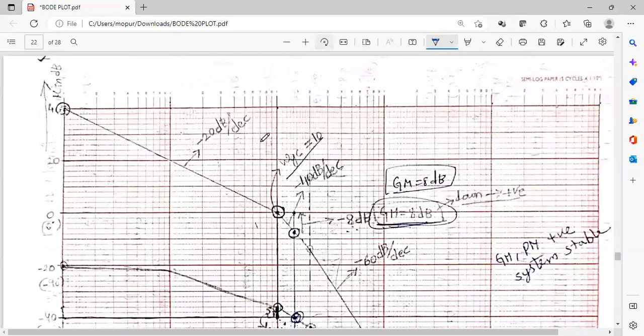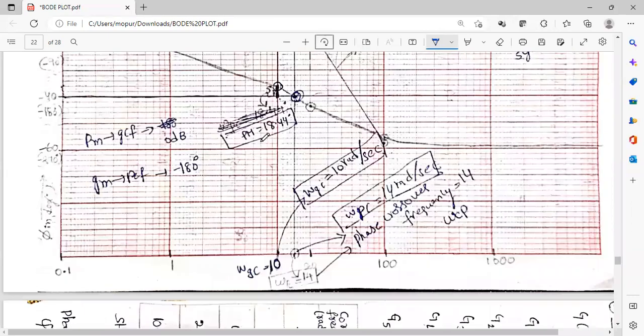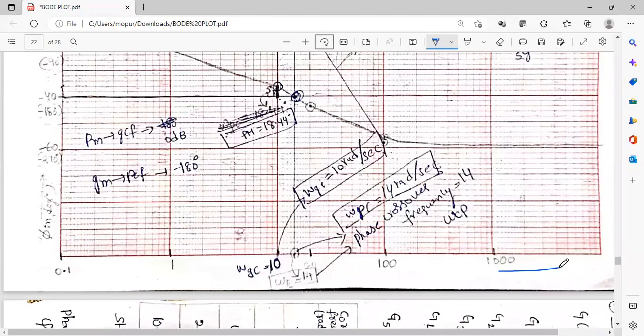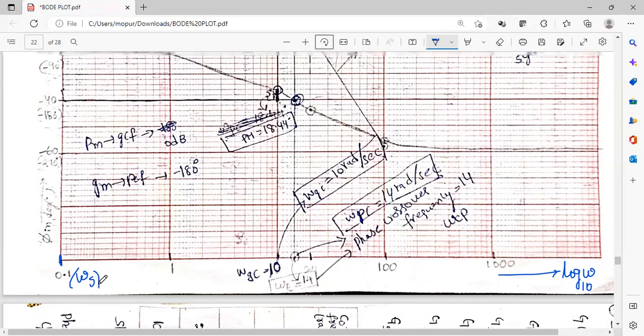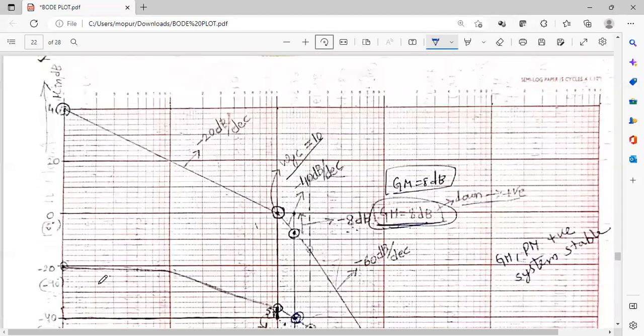See here, on the x-axis I am taking log omega to the base 10. And since I have taken omega, this is 0.1, and this is the omega s, the starting frequency. At 0.1, just now I had calculated the magnitude. How much magnitude did I get? I got 40 dB per decade.